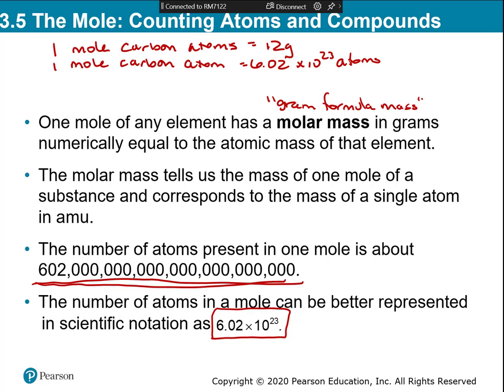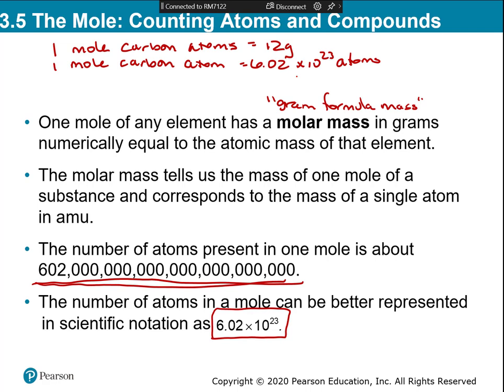So the thing to remember with this is that 1 mole of anything is 6.02 times 10 to the 23rd particles, molecules, or atoms, depending on what you're actually talking about. And 1 mole of anything is equal to its gram formula mass. You just add up the mass of all of the elements in the formula. If it's just pure carbon atoms, then all we're going to have is just carbon. So it's 12 grams as its mass.